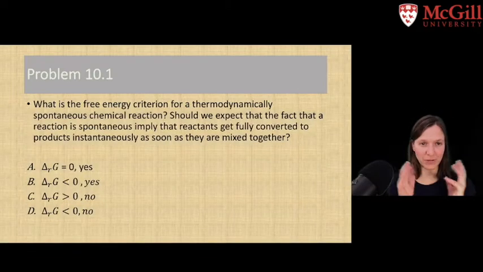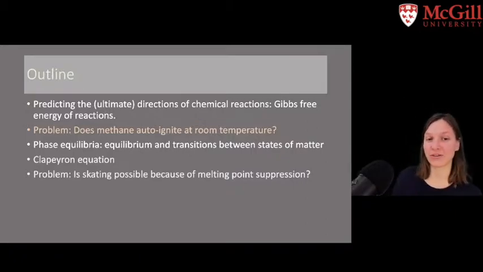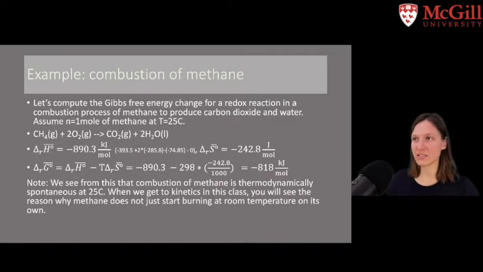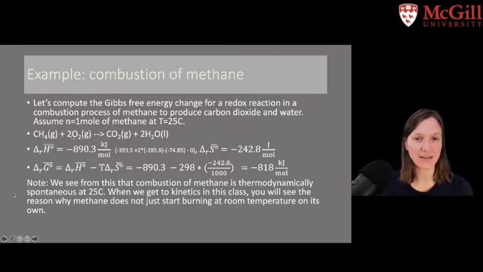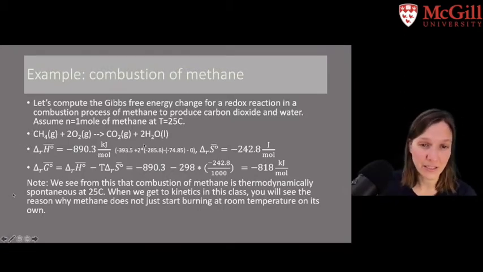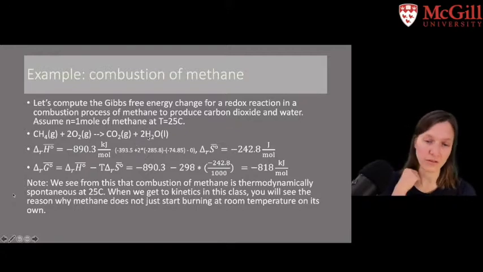Following the simple focus question, let's take a look at a sample problem that we can tackle by applying this rule and answer the question of whether methane is also going to auto-ignite, but at room temperature. All right, so let's compute the Gibbs free energy change for a redox reaction in a combustion process of methane to produce carbon dioxide gas and liquid water. So we're going to assume that there's 1 mole of methane and the entire reaction takes place at 25 Celsius and 1 bar pressure. We'll take a look at this reaction in which we have 1 mole of methane gas reacting with 2 moles of oxygen gas, producing 1 mole of carbon dioxide gas and 2 moles of liquid water.